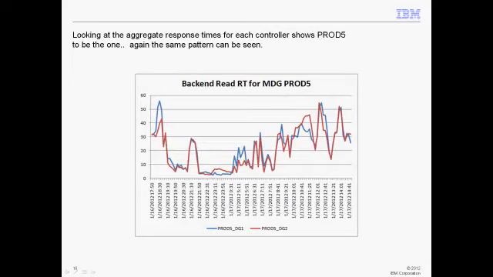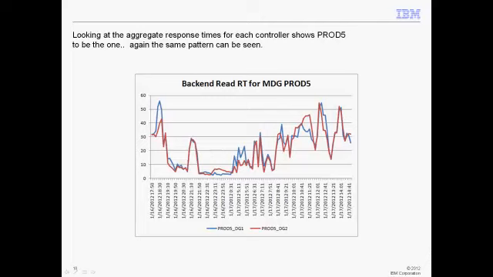Now focusing on individual managed disk groups, we can see our pattern again in 2 managed disk groups, prod5dg1 and prod5dg2. Both of these managed disk groups happen to reside on the same back-end controller, prod5. So our problem correlates to elevated response times on controller prod5.